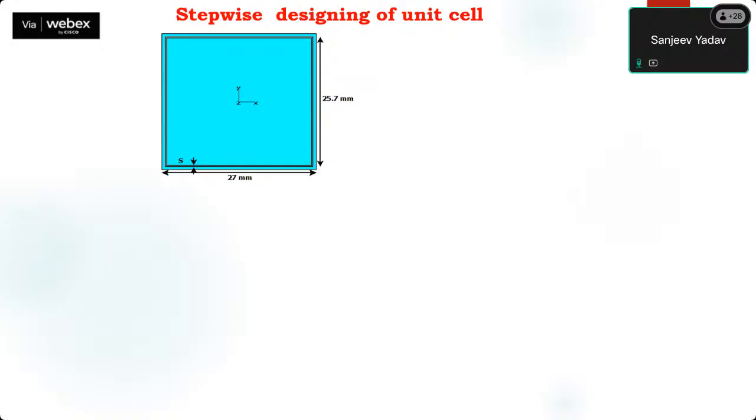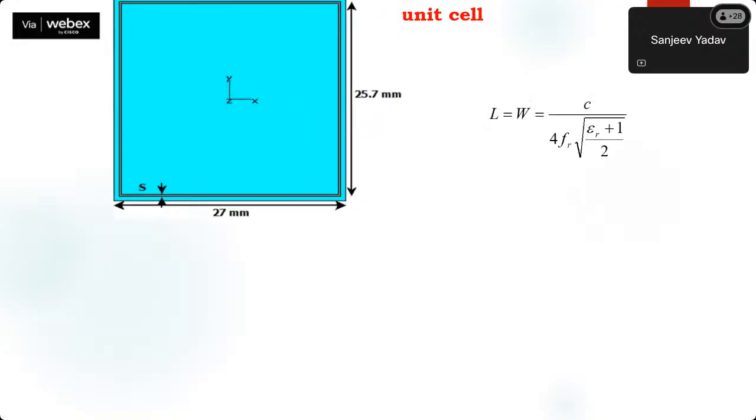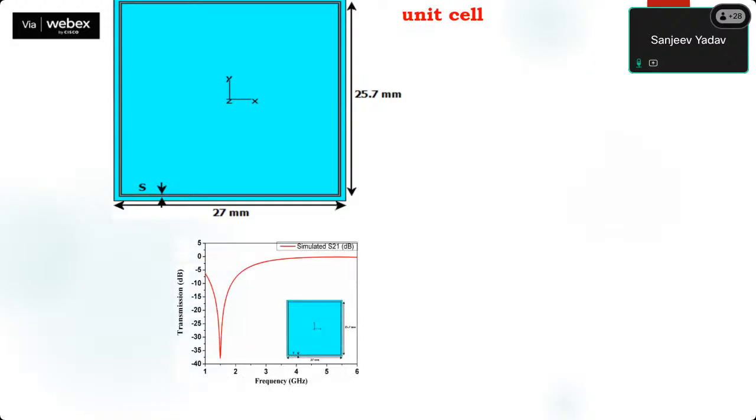Now these are the step-wise designs, how we started our work and how we got the results in this design. Again, we have started our design from the square ring. We have calculated the length and width from this formula. And we have simulated this, and we are getting one single band at 1.5 gigahertz.